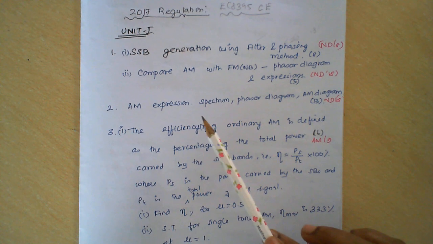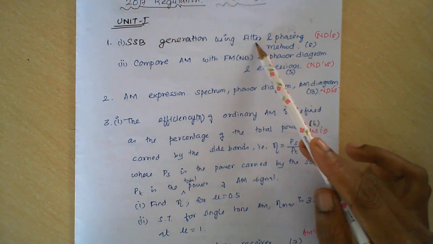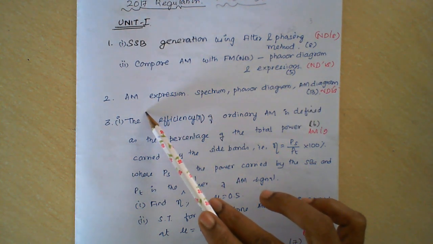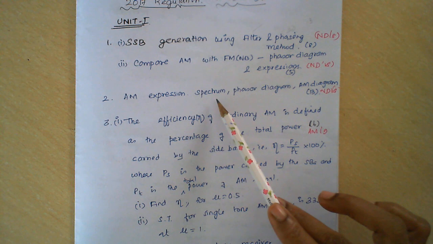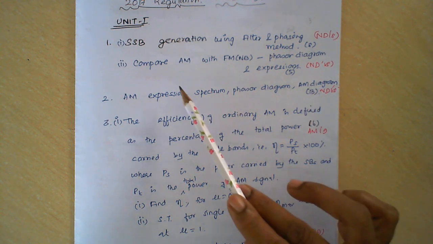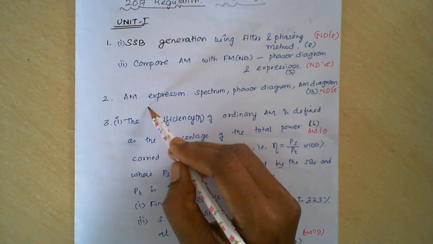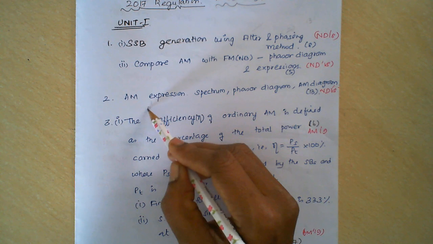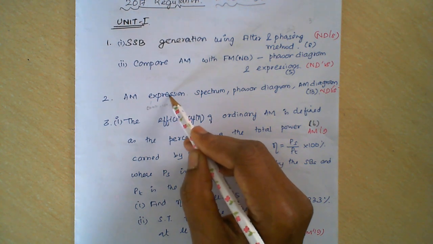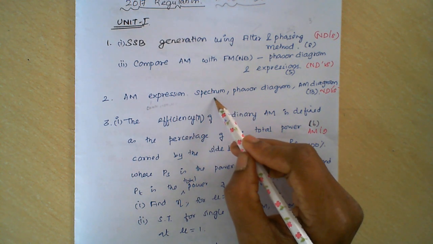The next question is an either-or choice. In the first half they have asked these 2 questions combined for 13 marks, and the next choice is the AM expression based on the spectrum and phasor diagram, that is the AM derivation part, which comprises these 3 signals. That is, you will have a carrier, a lower sideband and an upper sideband representation. This is the AM expression equation, and you should draw the spectrum of the same.